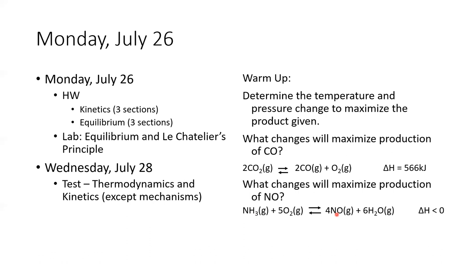Why exactly, between the two situations, would increasing the temperature in the first one shift to the right, but decreasing the temperature in the second situation also shift to the right and increase the production? Did I say the wrong thing? We want to decrease the temperature. Sorry, did I say increase? Yeah, I may have said that wrong. Why does increasing the temperature in the first situation shift to the right, but decreasing the temperature in the second one also shifts to the right?